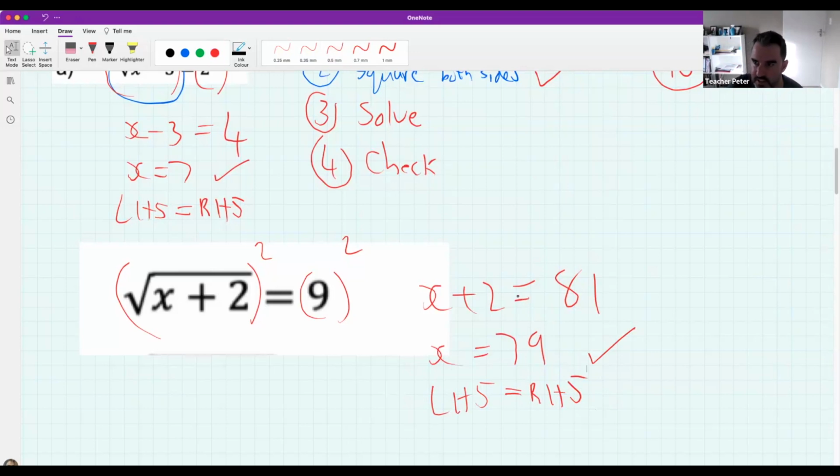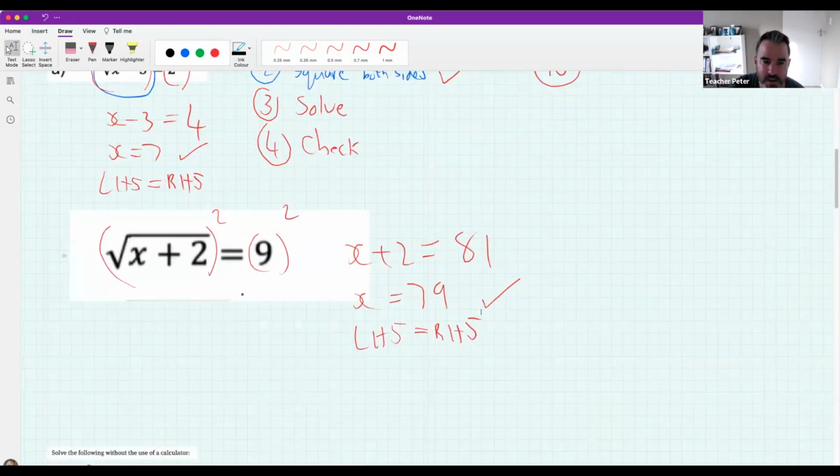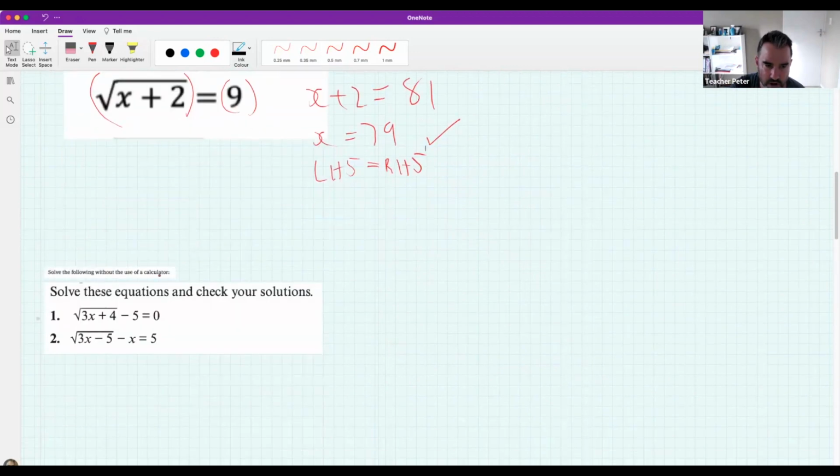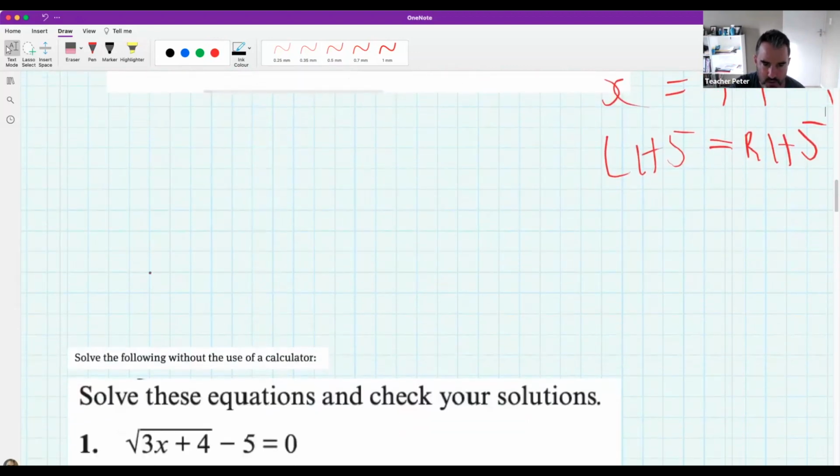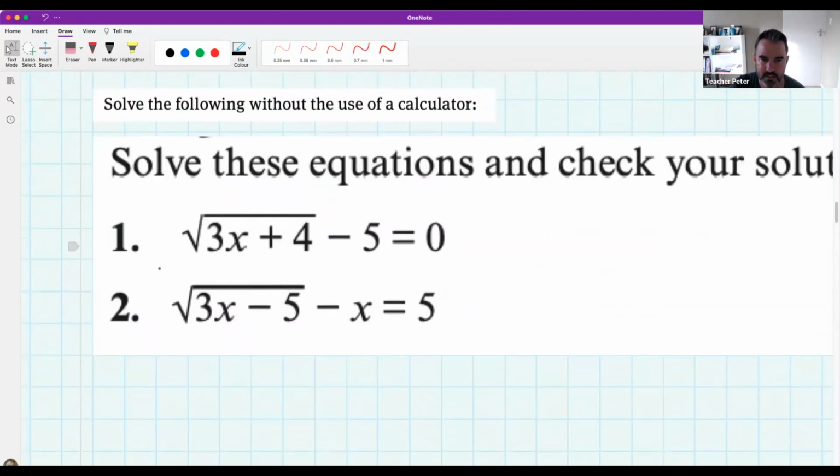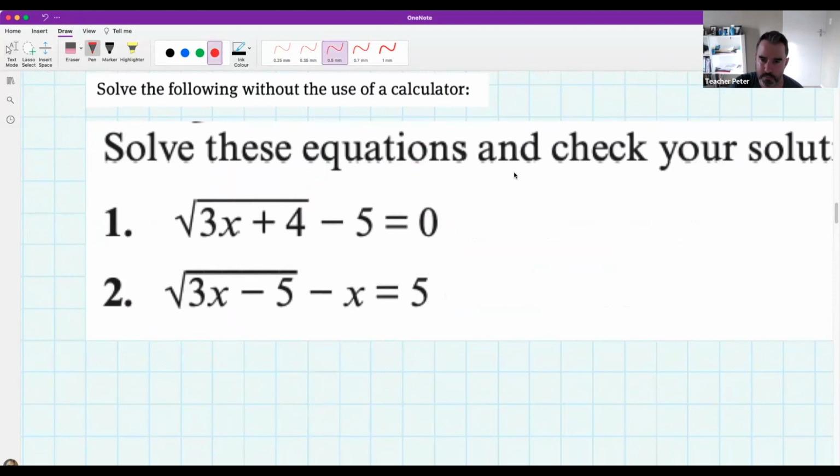Okay, now that's a basic surd equation. How can I make a surd equation a little bit harder? I want us to do number 1. So I want you to try and apply those 4 steps to solving this surd equation.